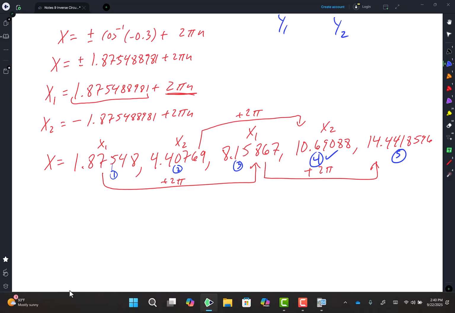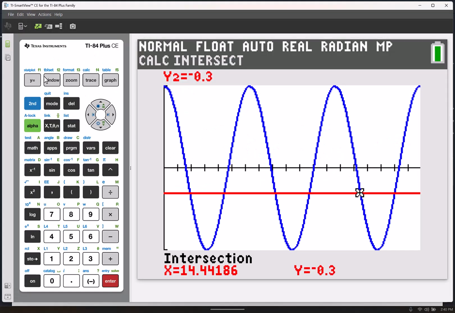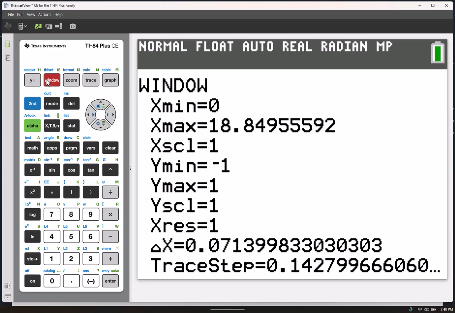On my window: zero to 6 pi, and then y min negative 1, y max 1. Practice, guys, practice around this. It doesn't have to be exactly like this, guys. That negative 0.3 just has to be between negative 1 and 0, so you don't have to make it exactly like this.